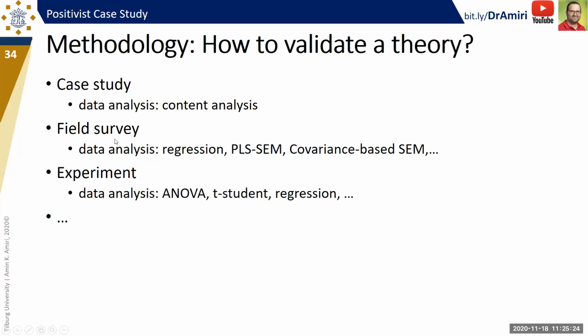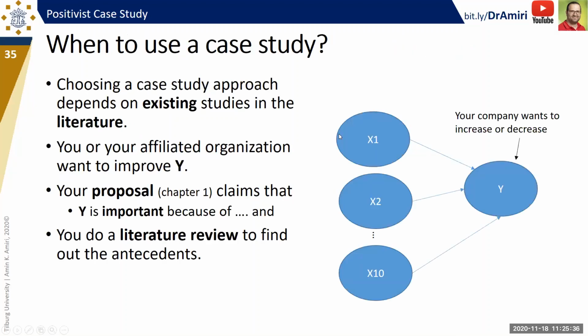as part of a field survey. You can use ANOVA, t-test as part of an experiment. Which approach do you need to take to validate a theory? So what happens, how do you usually start validating a theory, a proposal?